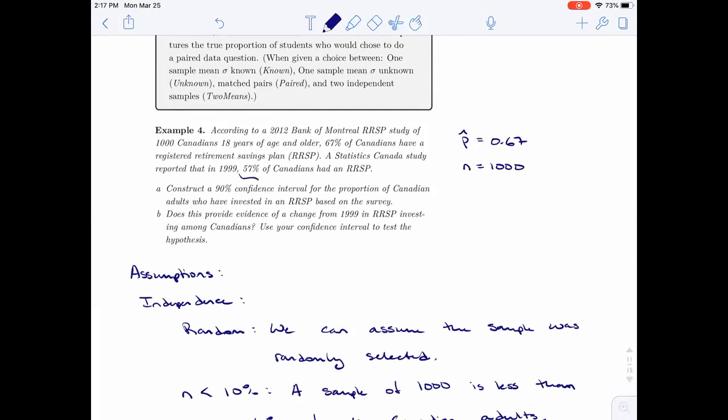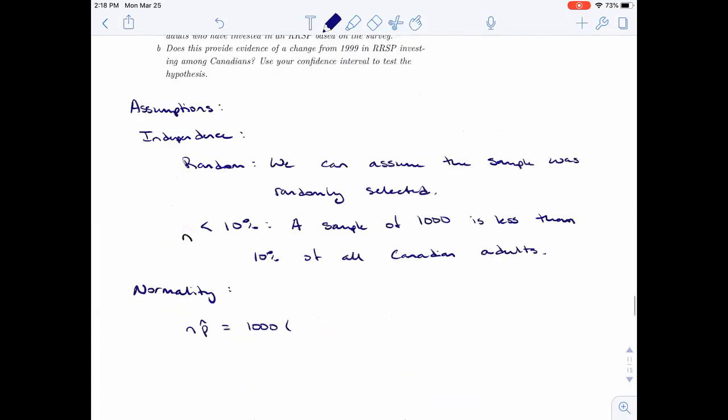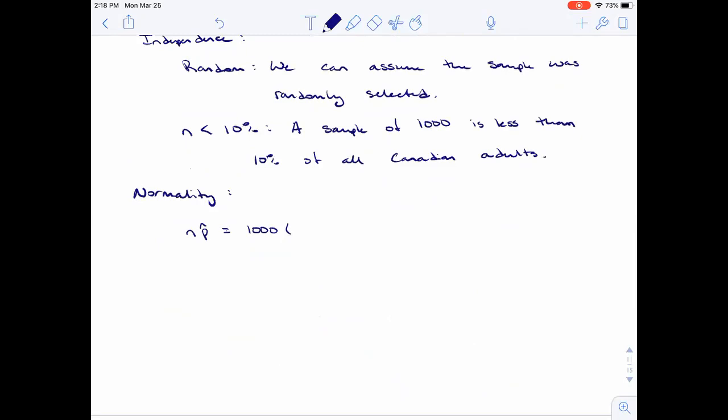Just as a side note, the 57% from 1999, so p naught would be 0.57 if we were doing a hypothesis test, comparing 0.67 to 0.57. So n times p hat, 1,000 times 0.67, is 670, which is more than 10 successes. So we can just put a little check mark.